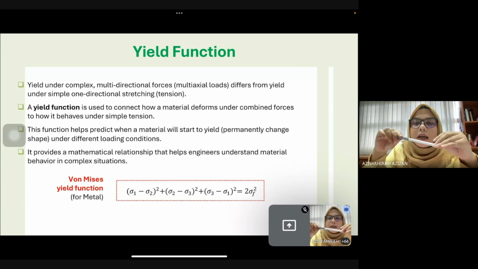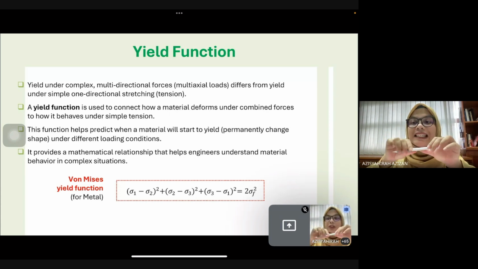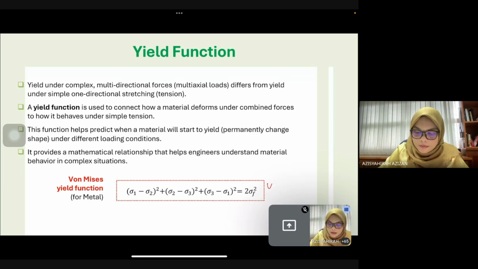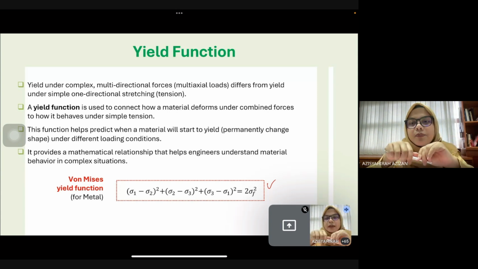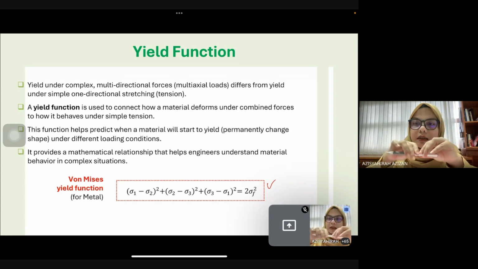So to predict when the material will start to yield, what does yield mean? Yield is when the material experiences permanent deformation. To predict when the material will start to yield under this combined force, we usually use a mathematical tool or equation called the yield function. This yield function helps us understand how the material strength in complex situations relates to its strength when stretched in a straightforward way.